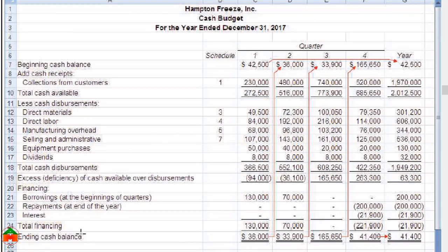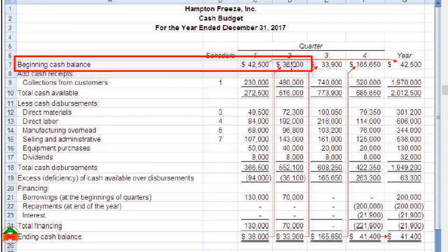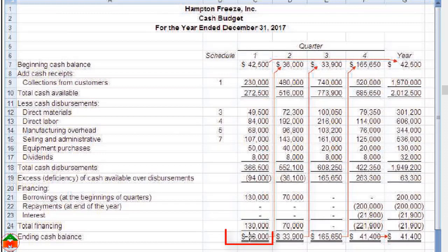The ending cash balance of the first quarter would be the opening cash balance of the second quarter. I am repeating, the ending cash balance of the first quarter would be the opening cash balance of the second quarter. On the other hand, we can say the opening cash balance of the second quarter should be taken from the ending cash balance of the first quarter. So our opening cash balance of the second quarter is 36,000. We have taken it from the ending cash balance of the first quarter.